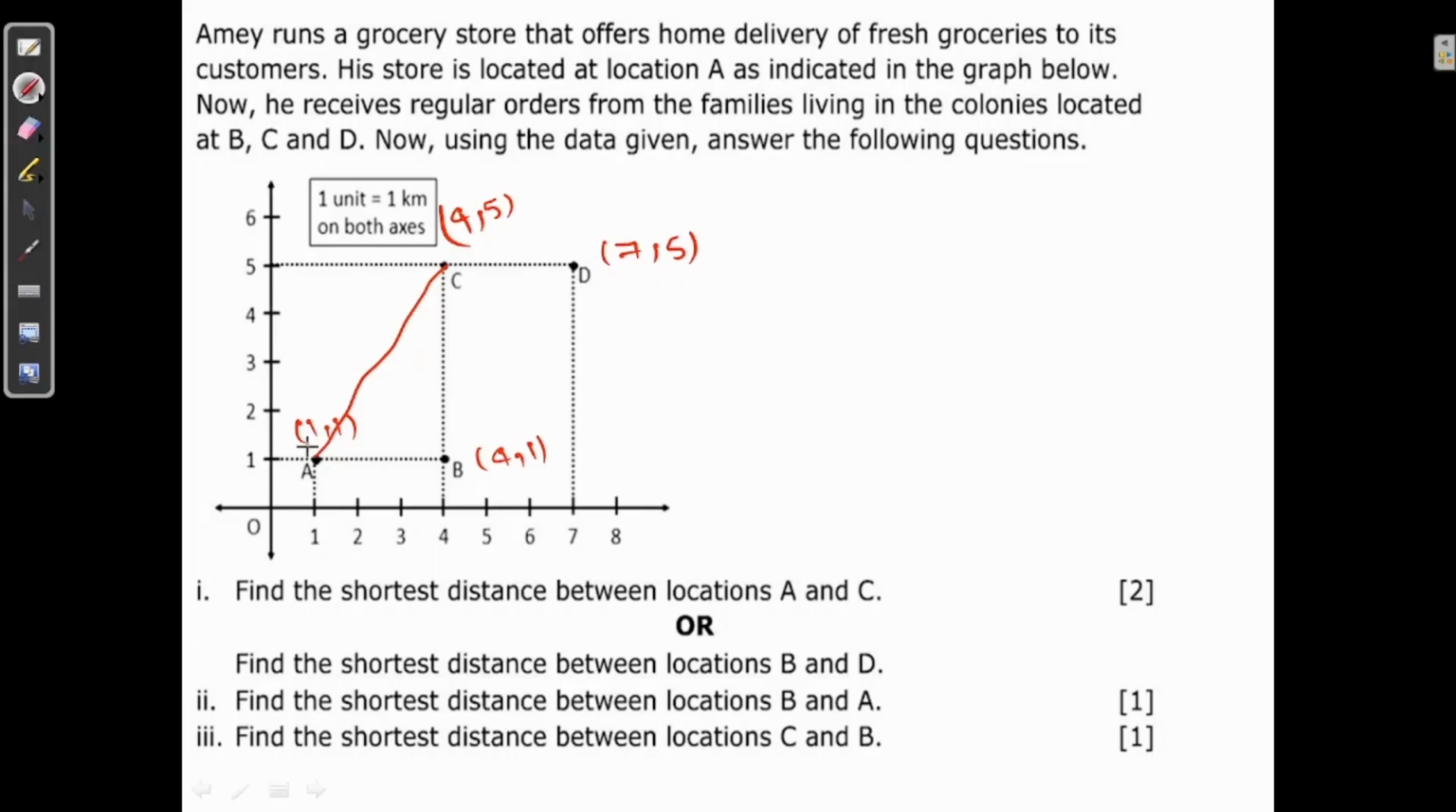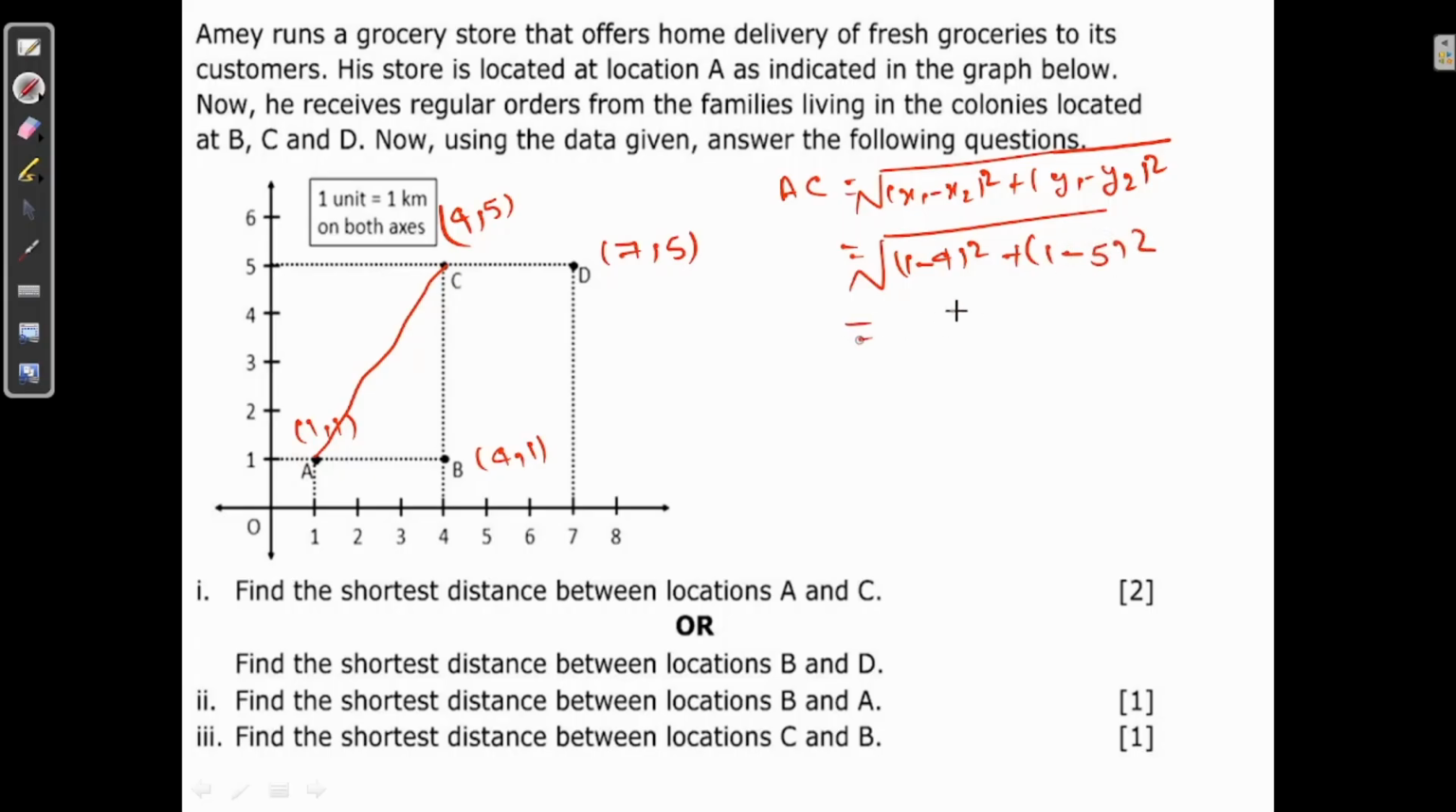I will treat (1, 1) as (x1, y1) and (4, 5) as (x2, y2). So I am going to find AC, the distance between A and C. We can apply the direct formula, which is the square root of (x1 minus x2) whole square plus (y1 minus y2) whole square. Just keep them in root. What is the value of x1? It is 1. Value of x2? It is 4. Value of y1, it is 1. Value of y2, it is 5.